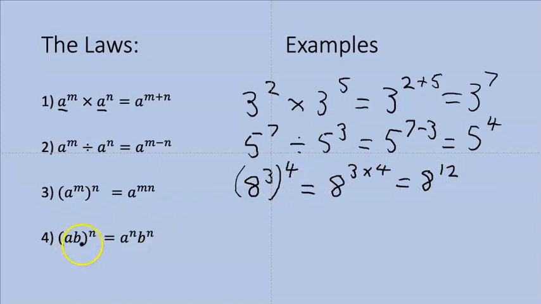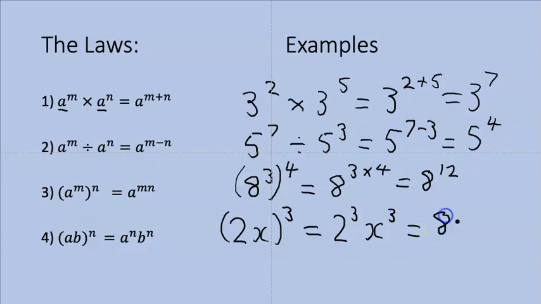Now, law number 4. If we've got two numbers multiplied together inside brackets and take them both to the power of n, then I take each one separately to the power of n. Let's take 2x, for example. I put it in the brackets, and I take it to the power of 3. That means this 2 here, I multiply by itself 3 times, and this x here, I multiply by itself 3 times. 2 to the power of 3 is 8, and I can't simplify x cubed anymore.